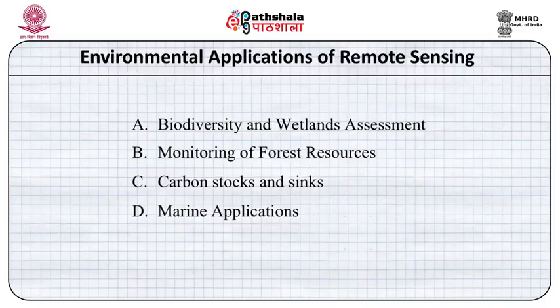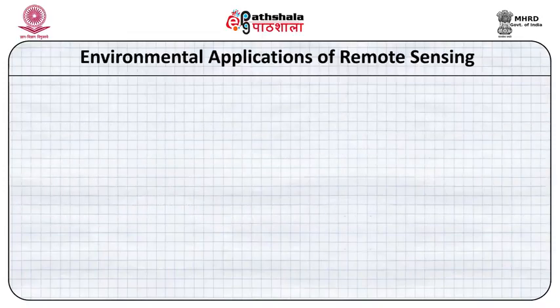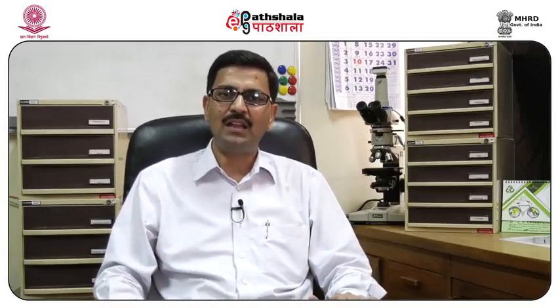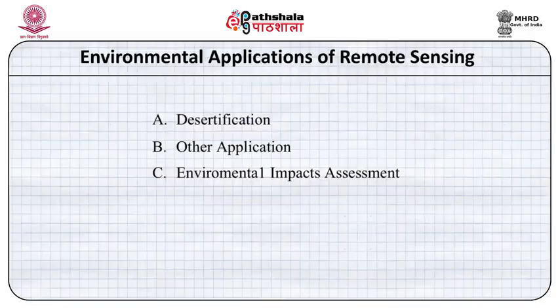Again from table 1, what we see is biodiversity and wetland estimation, monitoring, forest resource estimation, carbon stock and sink, how much carbon stock do we have, how much marine resources are there in the water in any ocean or any area. You can also go for desertification or desert-like condition assessment: how much area has been put under drought, how much area under severe drought, how much under medium drought, and so on. Another very new and important environmental application that is coming up, where we are using satellite data, is environmental impact assessment.